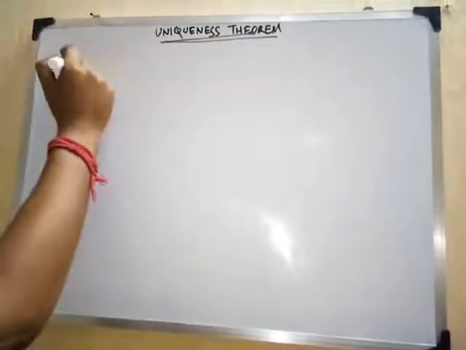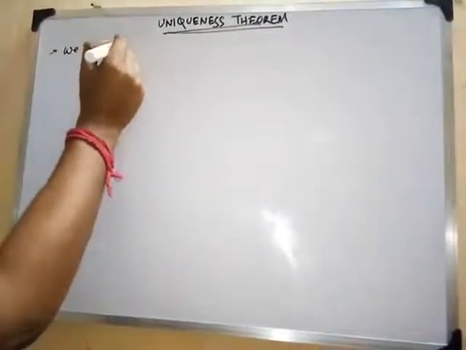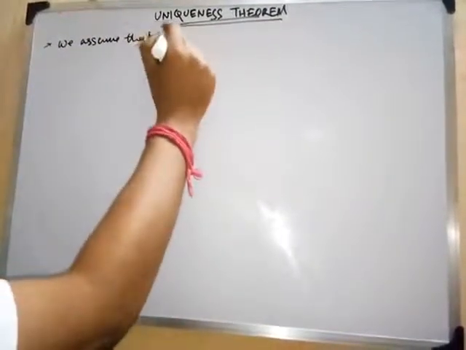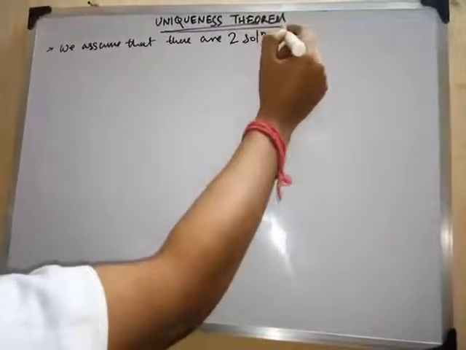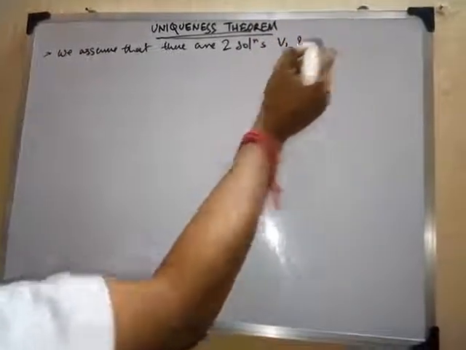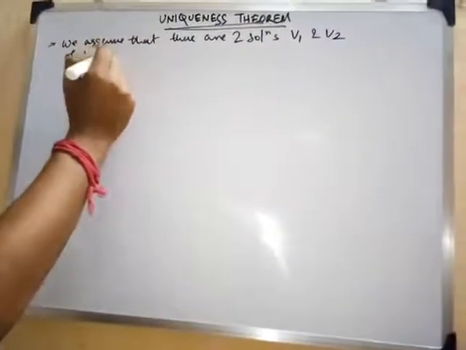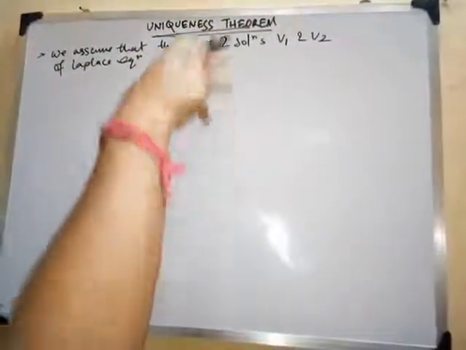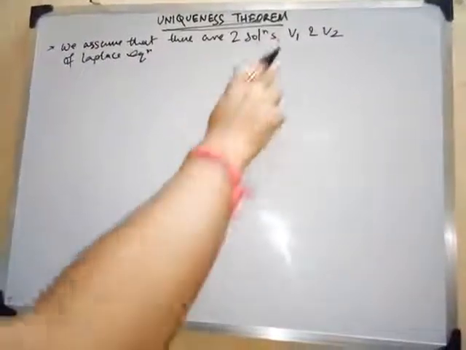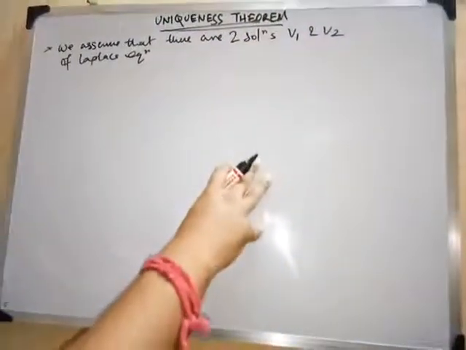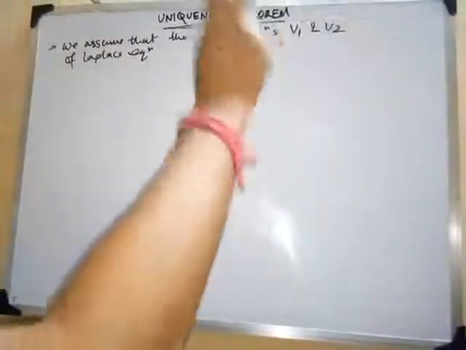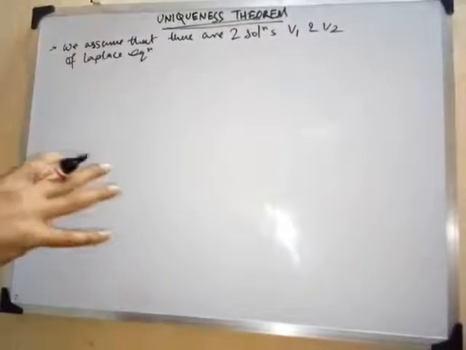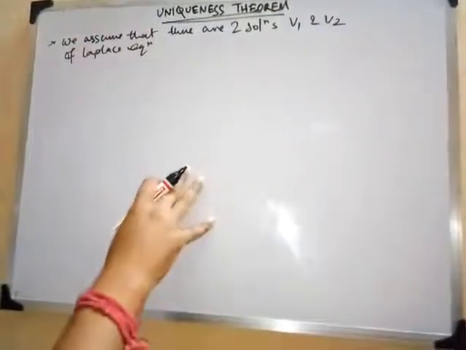So we assume that there are two solutions, v1 and v2, of Laplace equation. But as the uniqueness theorem tells, there cannot be two solutions. For the sake of our understanding, I am taking that v1 and v2 are these two solutions. Now if we can show that v1 equals v2, that means only one solution is there, right? This is our way of proving the uniqueness theorem, right?